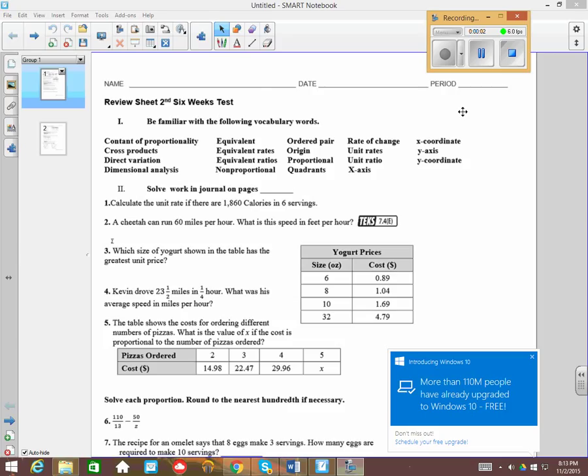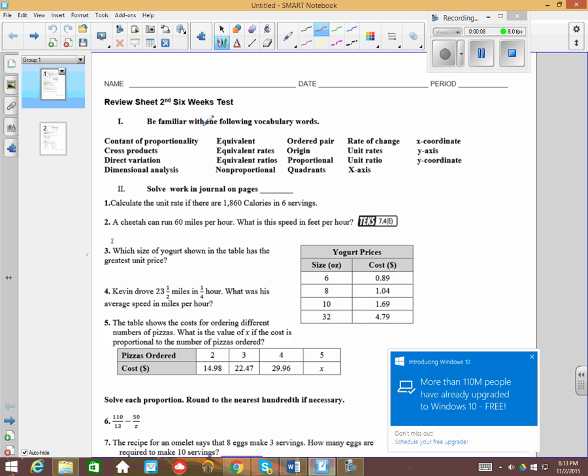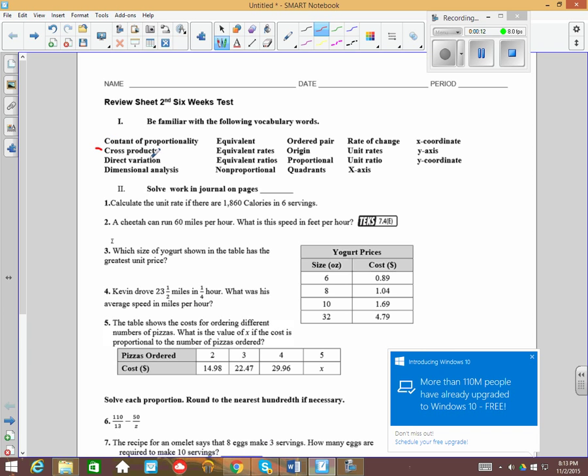I'm going to go over the review sheet for the test. What I need you to be familiar with, make sure you know what is a cross product. You can find it in your book. Direct variation, okay? It's similar to what we discussed the other day about constant rate of change. And dimensional analysis, you can leave that off.